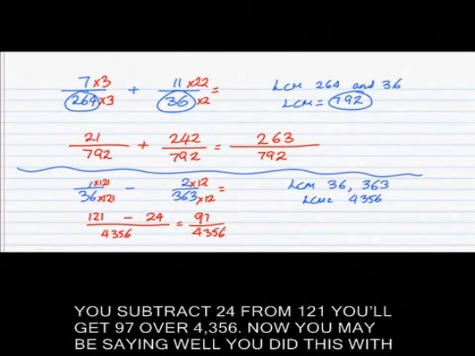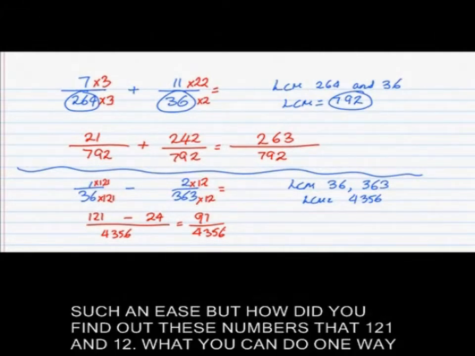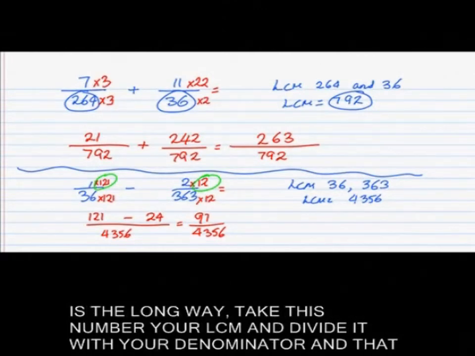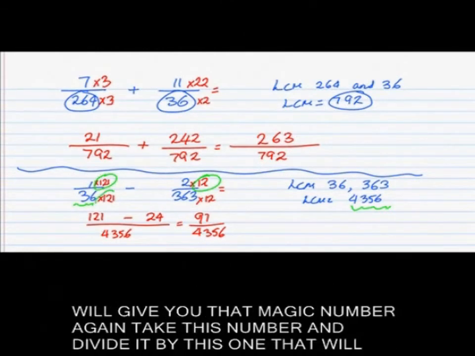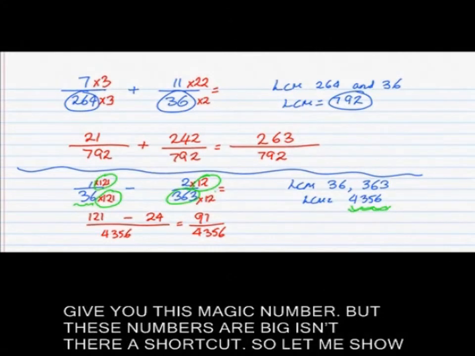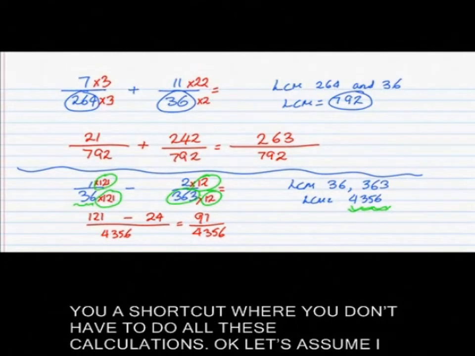Now, you may be saying, well, you did this with such ease, but how did you find out these numbers, that 121 and 12? One way is the long way. Take your LCM and divide it by your denominator, and that will give you that magic number. Again, take this number and divide it by this one, that will give you this magic number. But these numbers are big. Isn't there a shortcut? So let me show you a shortcut where you don't have to do all these calculations.